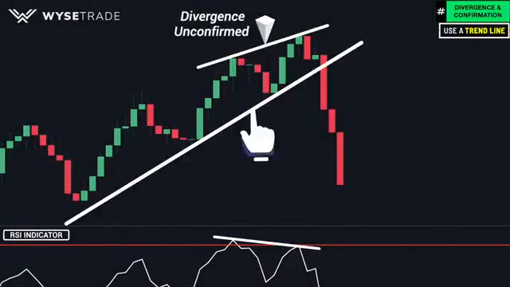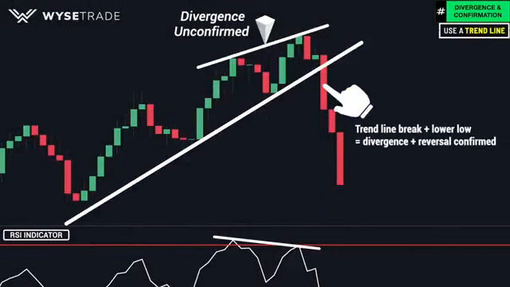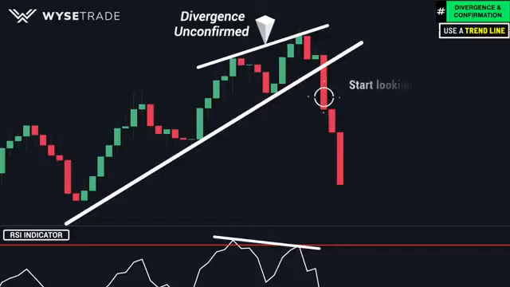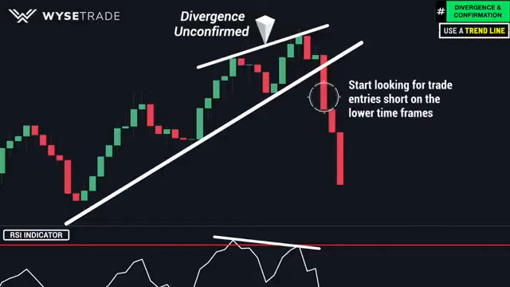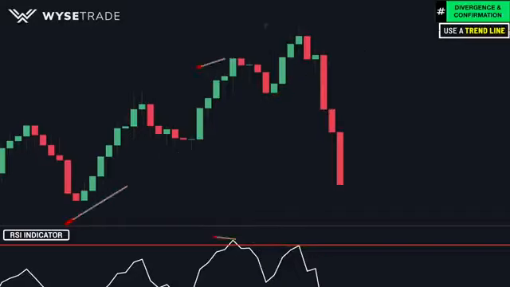Then, you wait for the break through the trend line to occur, which then confirms the divergence and confirms the reversal. As a bonus, this breakdown also made a lower low. And at this point is when you go to the lower time frames and start looking for short entries. So let's show this again.